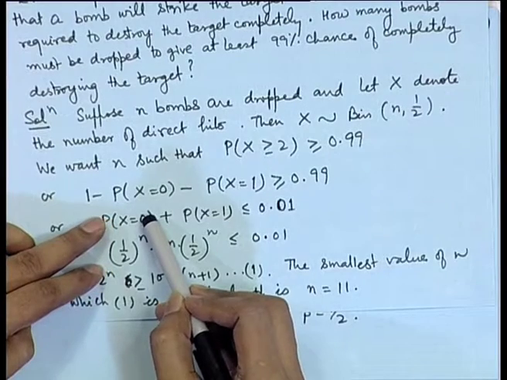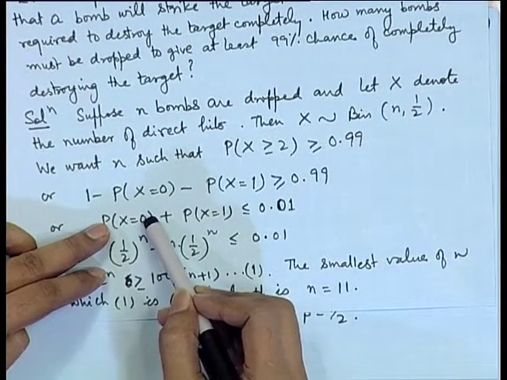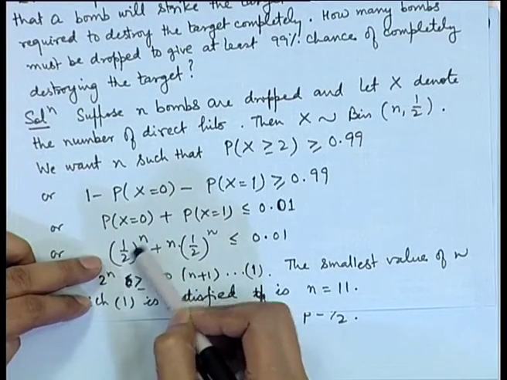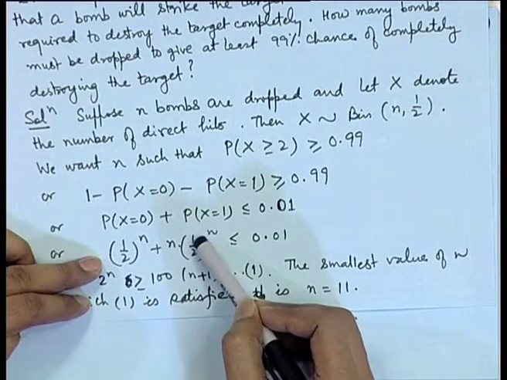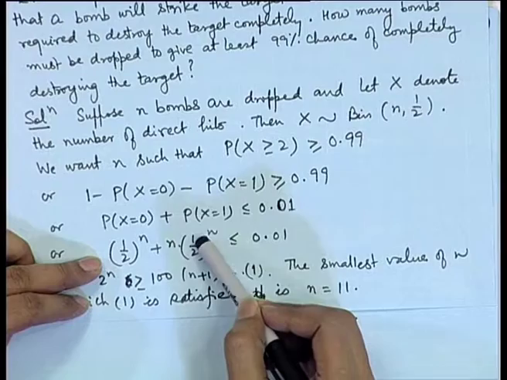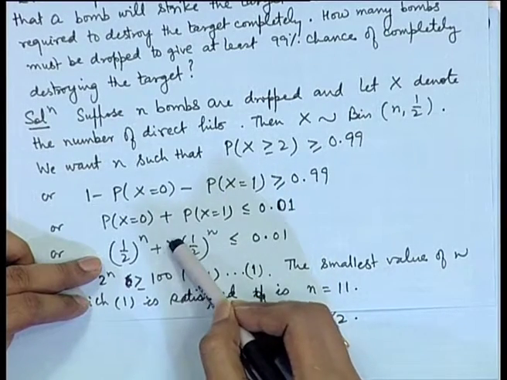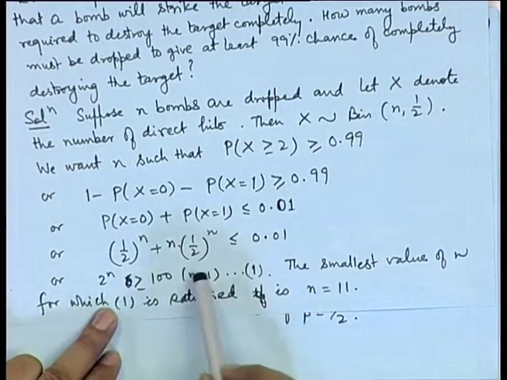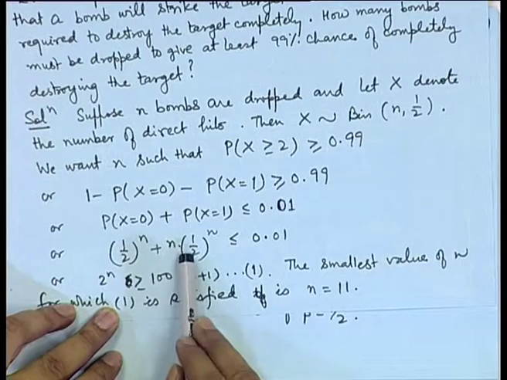So, this is n c 0 p to the power 0 (1 minus p) to the power n, which is half to the power n, and this is n c 1 p into (1 minus p) to the power n minus 1. Since p and 1 minus p both are half, so it is again half to the power n, n c 1 is n. So, the term is n plus 1 divided by 2 to the power n.